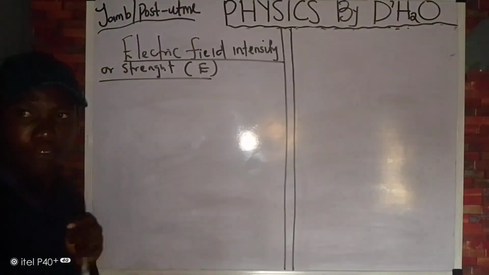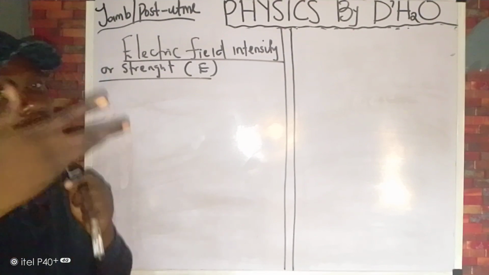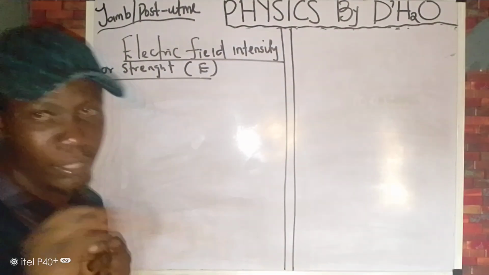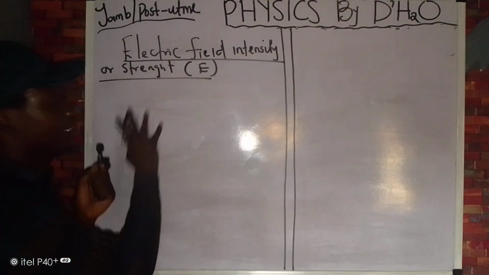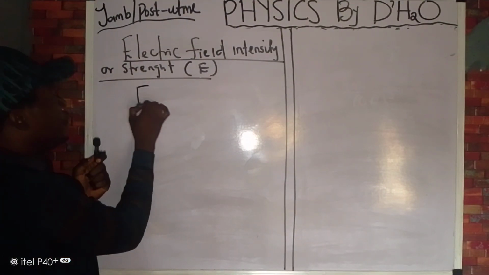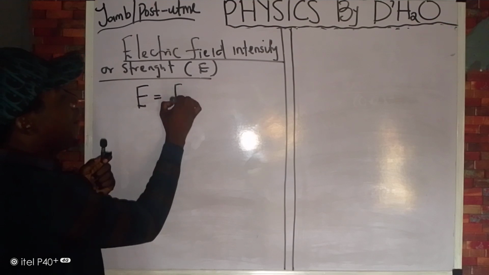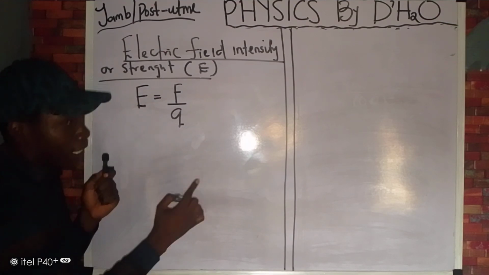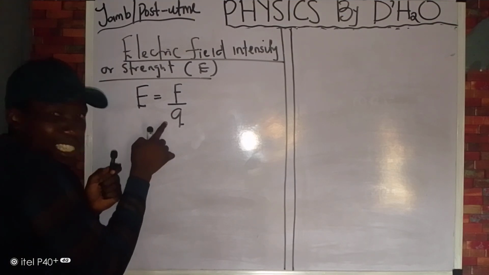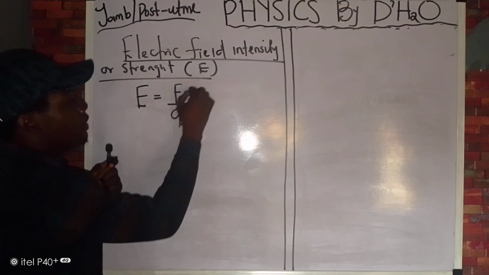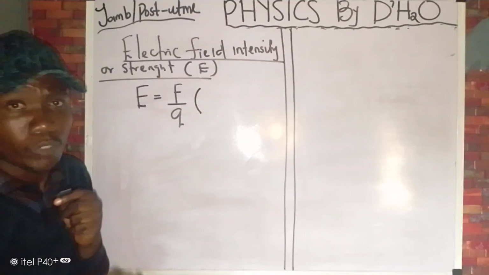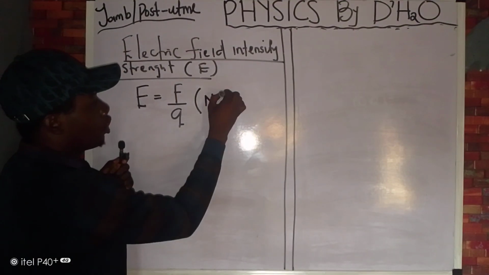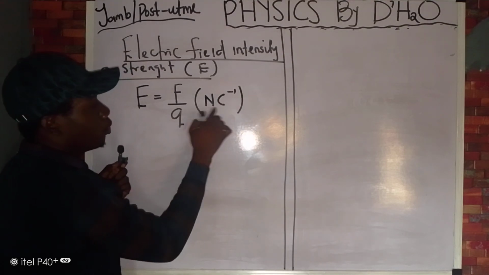Now, the electric field intensity is the force per unit charge. That means it is force over charge on a charged body. So from the definition, you can say that electric field intensity is equal to force over charge. It is the force per unit charge. Now, if this is the formula, we can determine the unit. Force is measured in Newton. Charge is measured in Coulomb. So you have Newton per Coulomb.